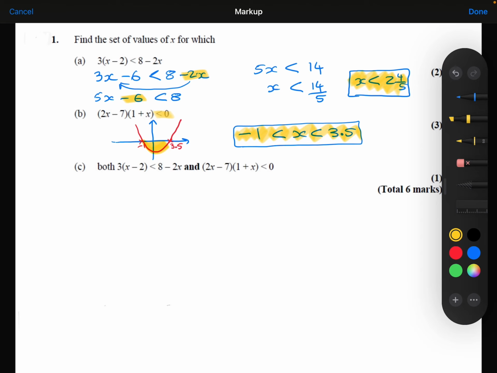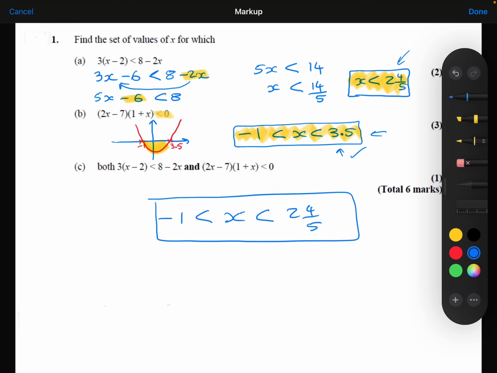So combining those together, I can see that x has to be bigger than minus 1. That's the smallest that it could possibly be. The second inequality wouldn't be true if x was less than minus 1. And the biggest that x can be is 2 4/5. That is the biggest that x can be, so the first inequality is true. And as long as x is less than 2 4/5, then the second inequality will be true as well.